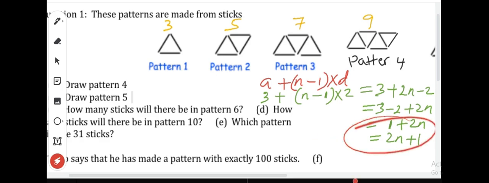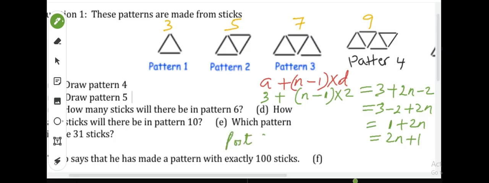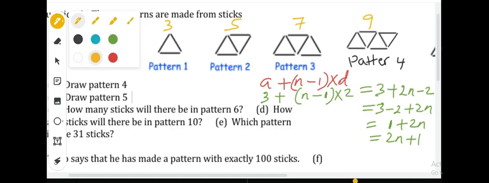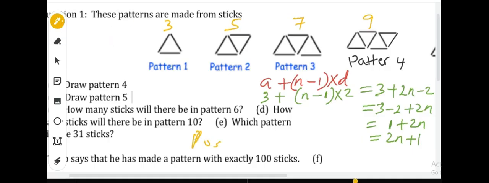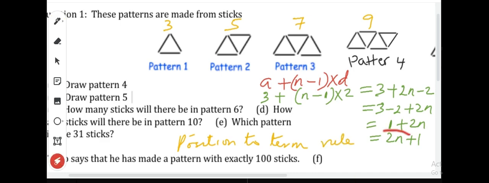So this is the position to term rule. Let me write it down. Position to term rule. This is the position to term rule, 2n plus 1 or 1 plus 2n. We can use this to get any term.